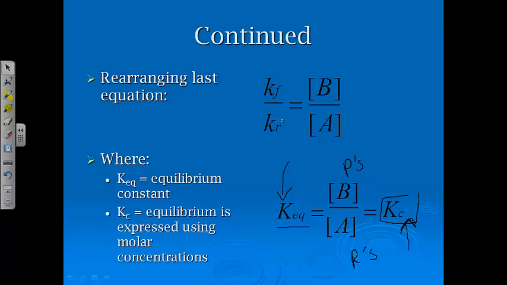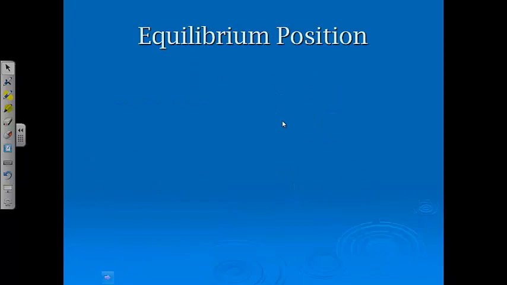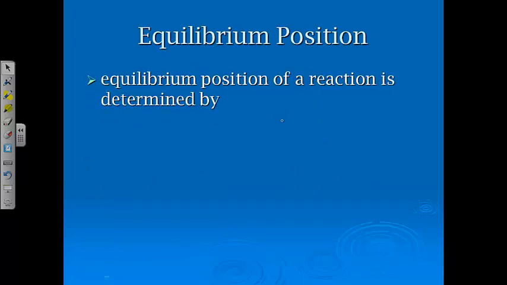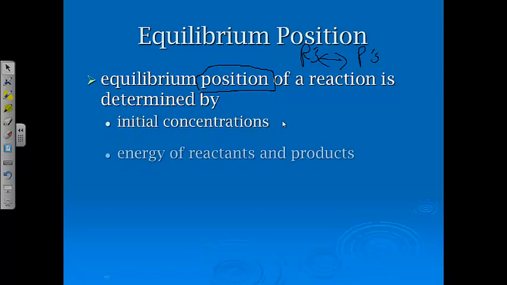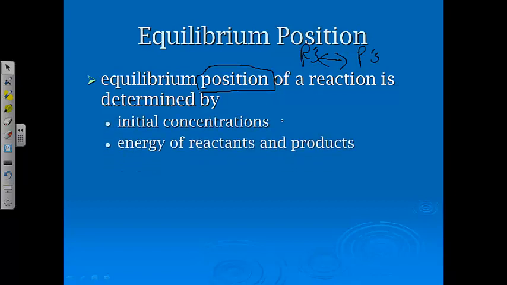Over the course of the next 4 chapters, we're going to come up with about 4 capital K values, so we just need to keep those straight. But anyway, Kc is what we're going to work with. Now, equilibrium position of a reaction is simply deciding, is it going to favor the products or the reactants? Or in other words, which way is it going to go if it's reversible?